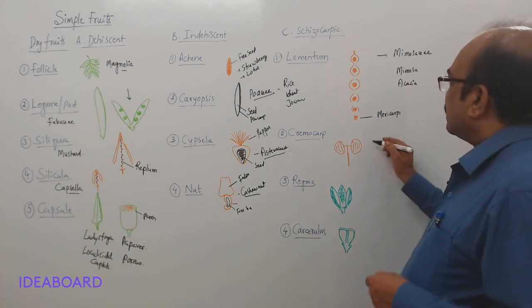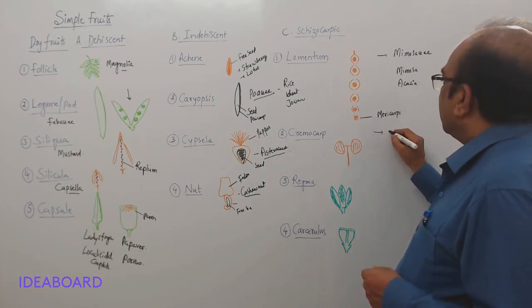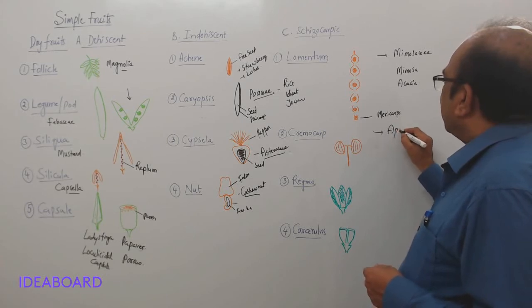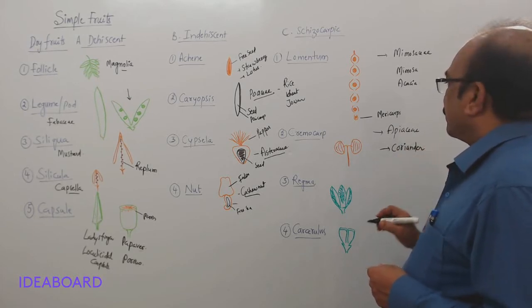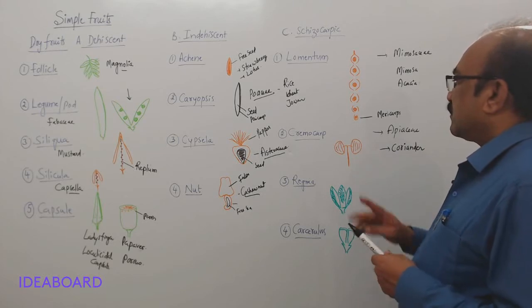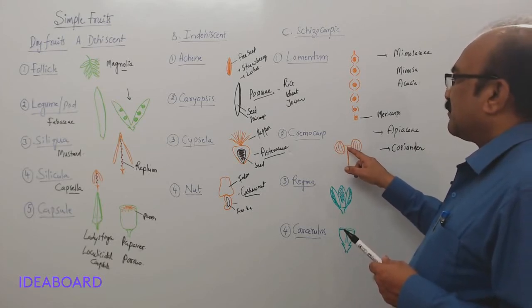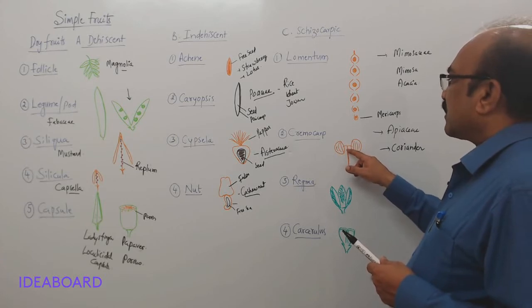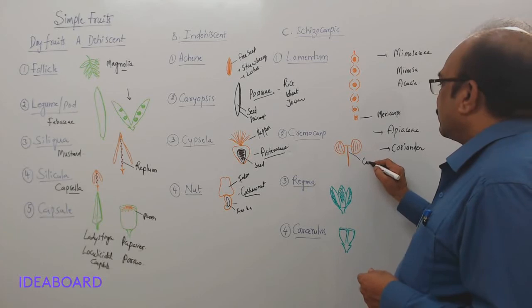And cremocarp is the characteristic fruit of the family Apiaceae, and of course, we are familiar with the one that is coriander. So it breaks up into two mericarps and remains attached to a stalk called the carpophore. So this is the carpophore.